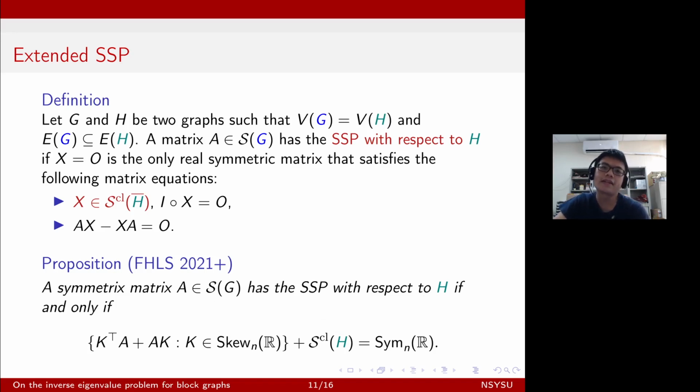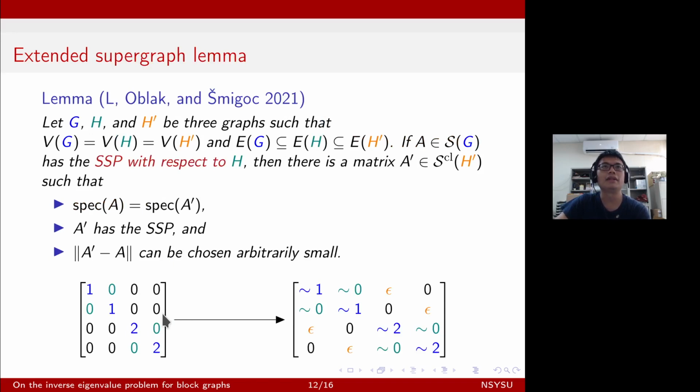With this extended SSP, we are able to prove an extended version of the Supergraph Lemma. But first of all, let's look at this matrix. Here is what I meant by the extended SSP. If you just focus on the support of A, then basically it does not have the SSP. You can do some calculation.